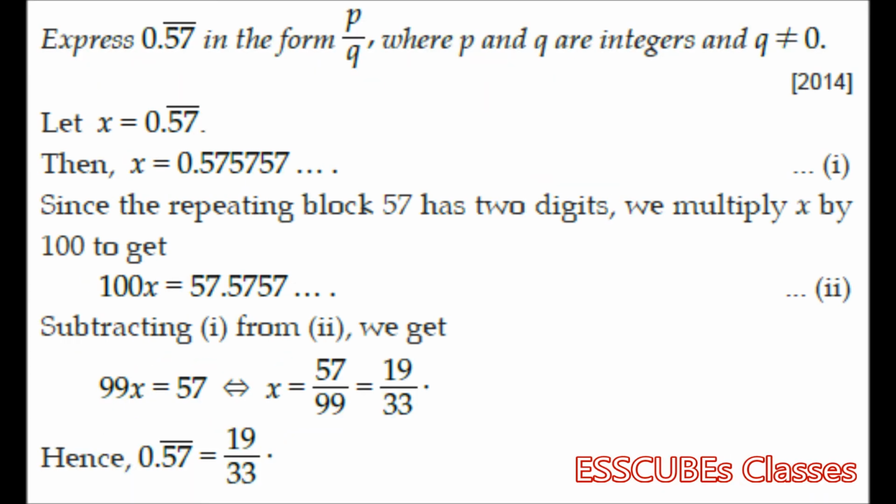But if we have a question like x equals to 0.57 bar, if you see here, there are two digits which are being repeated. That means we have to multiply this by 100. So it becomes 100x is equal to 57.5757 dot dot dot. On subtraction, we get 99x is equal to 57, or simply I can write by cross multiplication 57 by 99 is equal to x, which actually means 19 by 33.